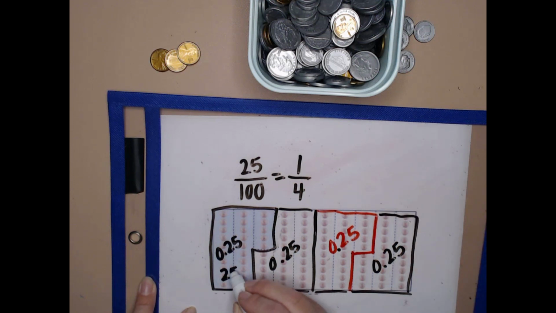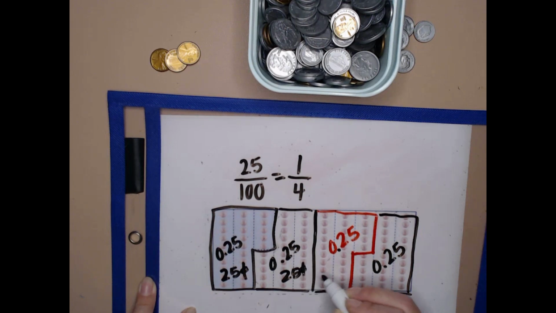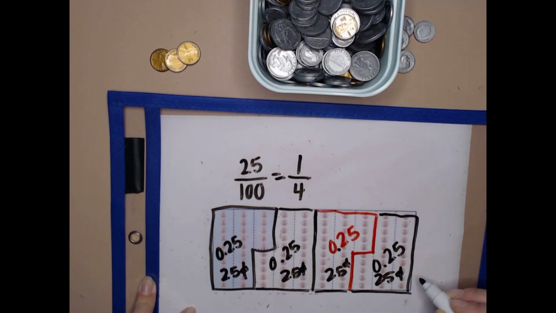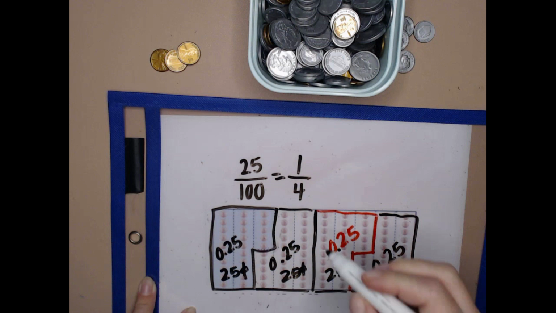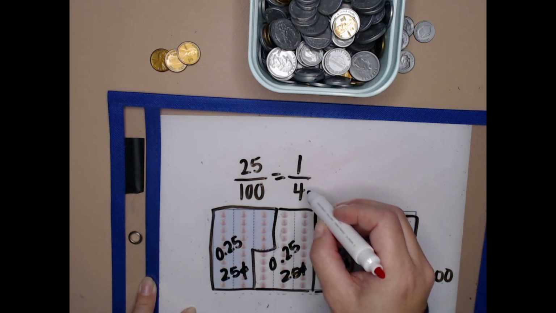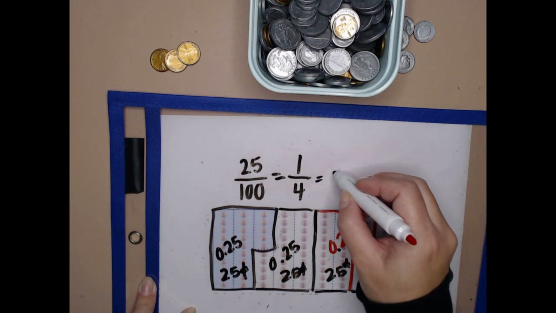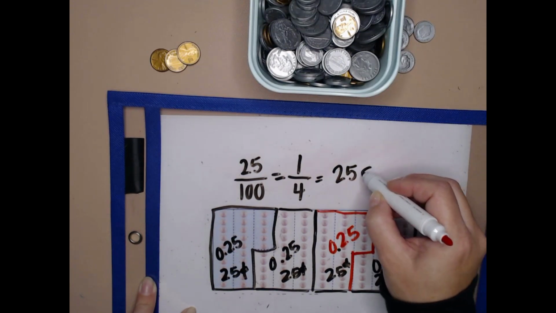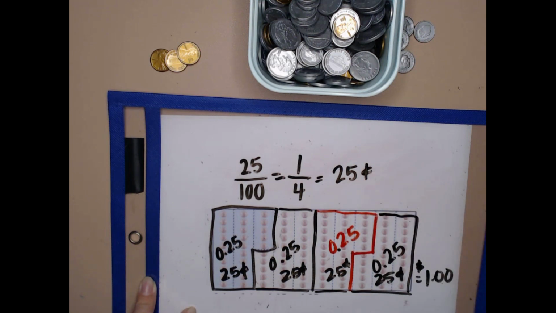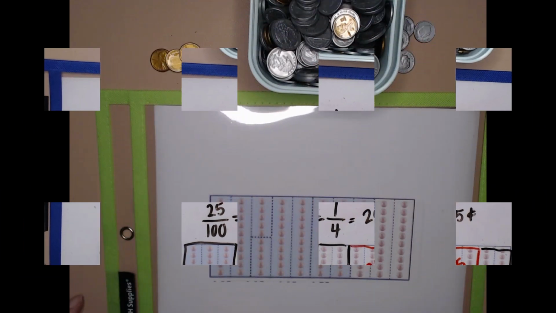So if we put 25 cents here, 25 cents here, and 25 cents in both of these, we get $1. And 25 cents is 1/4 of the dollar. The 1 out of the 4 pieces. That also equals 25 cents. It's 1/4 of a dollar.